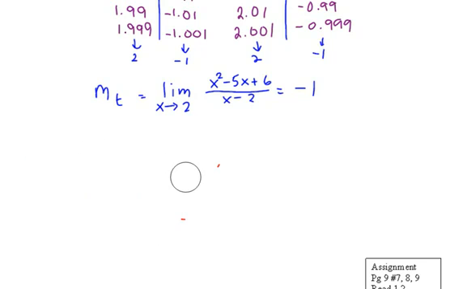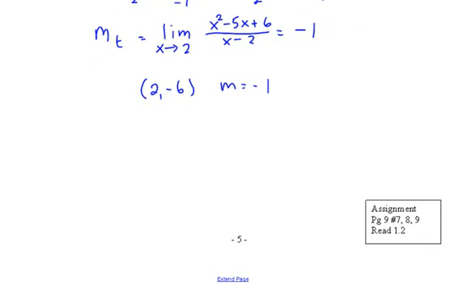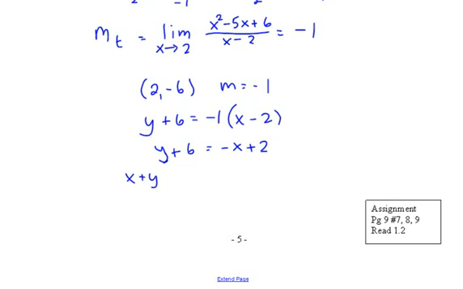We still need to find the equation of the line. Right? Went through 2 and -6. Slope equals -1. Okay, let's do this really quickly. Y plus 6 equals our slope times x minus 2. So -x plus 2. I'm going to bring the x to this side so that I don't have to flip the signs. So x plus y, subtract 2 would be 4, equals 0. Hooray.